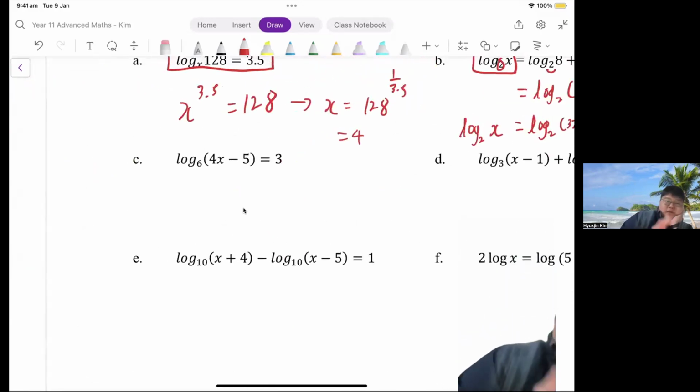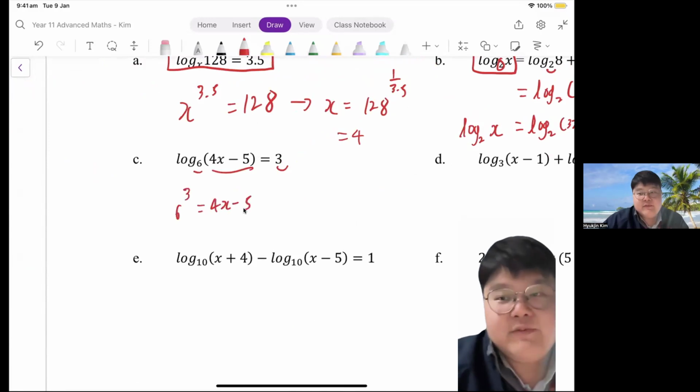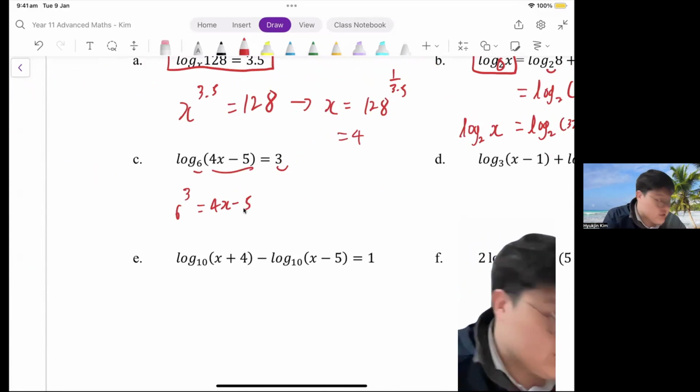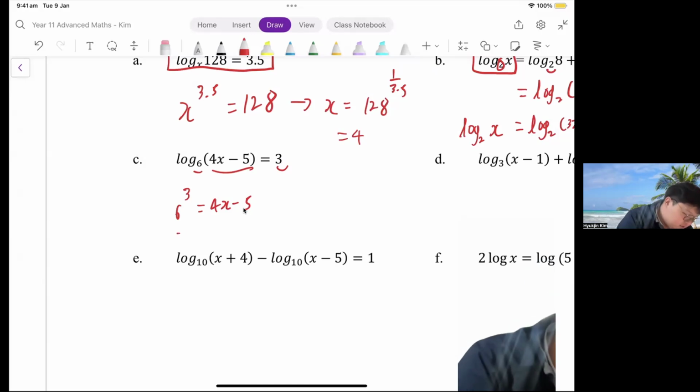Okay. Let's think about this one. I want you to pause the video and have a go at it if you wish. I'm just going to start this right now. If you remember, this is the base, this is the power, this is the answer. 6 to the power of 3 equals 4x minus 5. Once you lay that out, this becomes so easy. It's very accessible. Do I know what 6 cubed is? No, I do not. But I think it's 216, so I'm just going to assume that. 216 equals 4x minus 5.